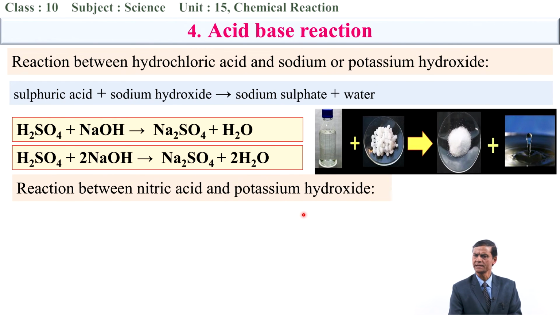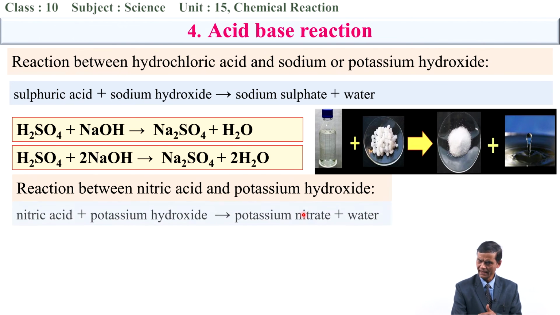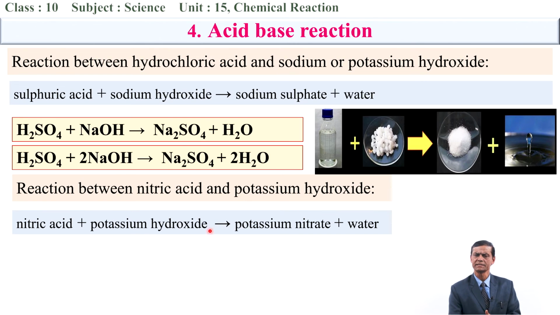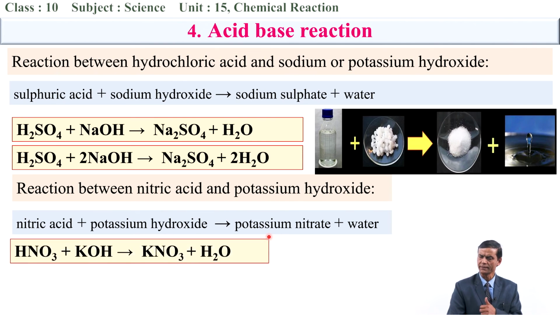Reaction between nitric acid and potassium hydroxide is also an acid-base reaction. Another acid is nitric acid. Do you know the formula of nitric acid? Sure. Its formula is HNO3. So nitric acid plus potassium hydroxide, it is a base. It gives potassium nitrate plus water. How to write the balanced equation? We can write like this: nitric acid HNO3 plus potassium hydroxide KOH gives potassium nitrate KNO3 plus H2O. Yes, this is the balanced equation. This is acid-base reactions. Acid plus base, salt plus water.